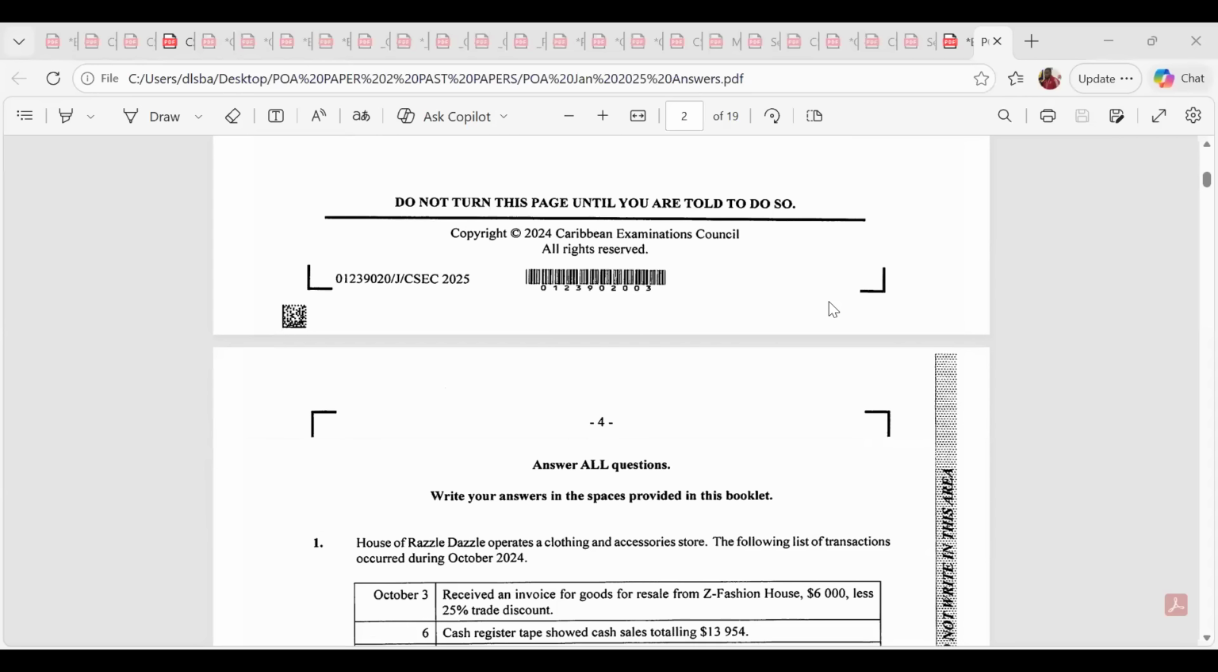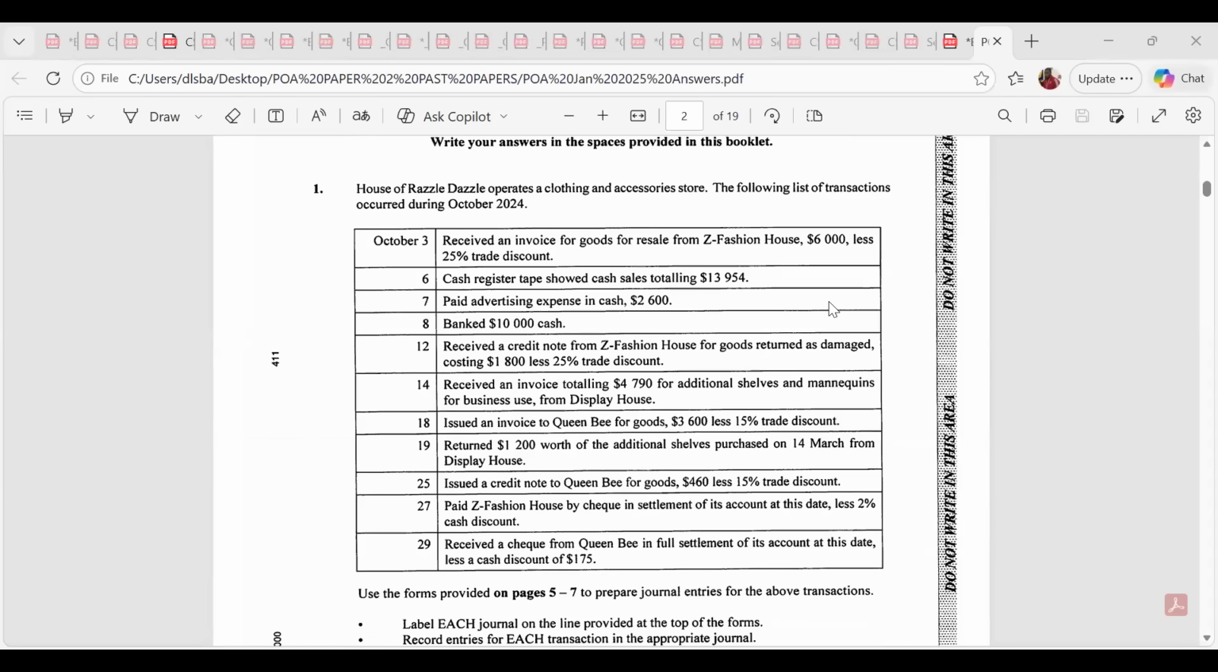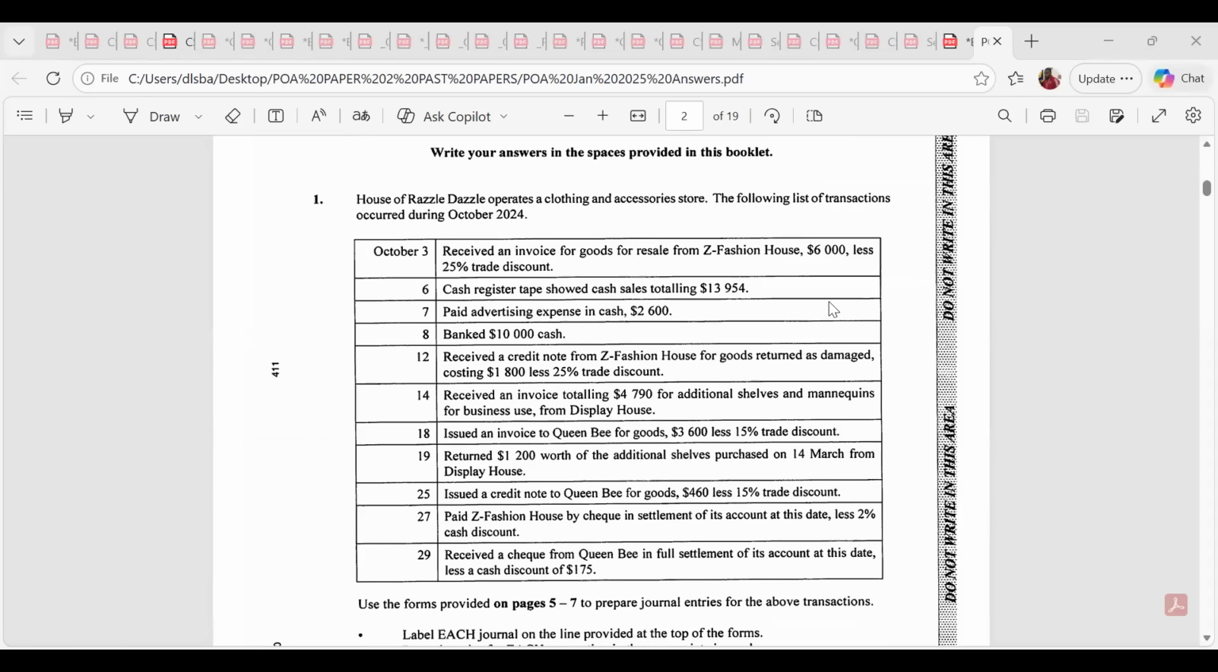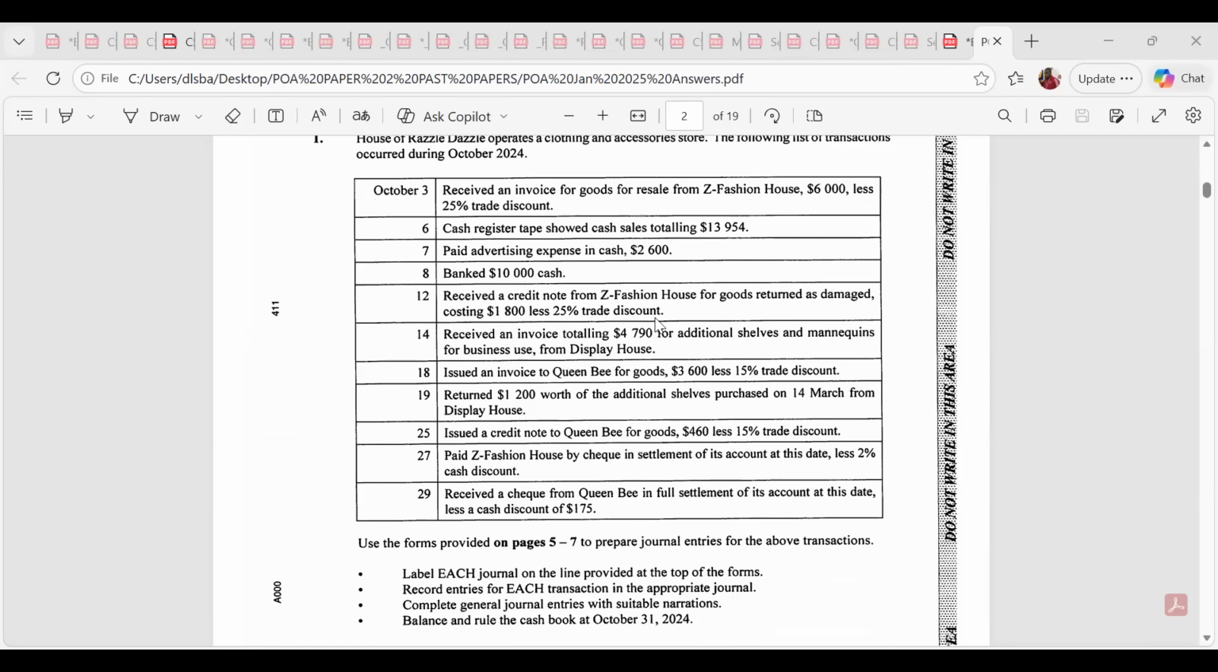So this question is from January 2025, right? So it's fairly recent. And he gave a list of transactions and they wanted you to record it in the relevant journals. And the journals that they asked for in this one is your sales journal, purchases journal, cash book, return inwards, return outwards, and general. So it was 6 out of the 7.